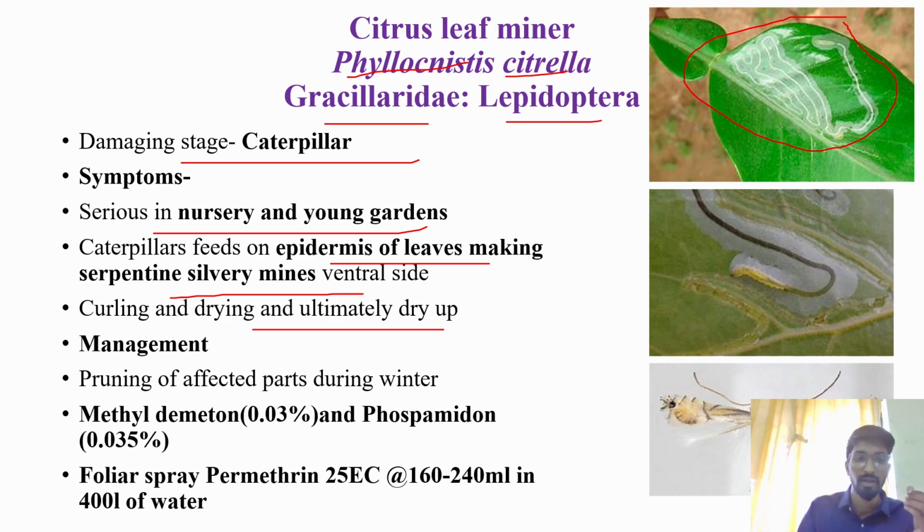Coming to the management, pruning of the affected parts during the winter. In the winter season, you should prune out these affected plant parts and manage the garden. And coming to the chemical treatment, methyl demeton and phosphamidon are sprayed, which will manage this citrus leaf miner. And coming to foliar spray, permethrin 25 EC at 162 to 40 ml in 400 liters of water will manage this citrus leaf miner.